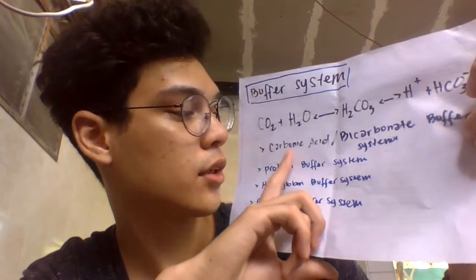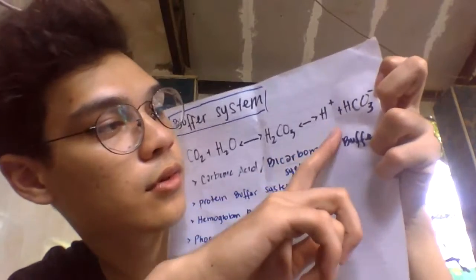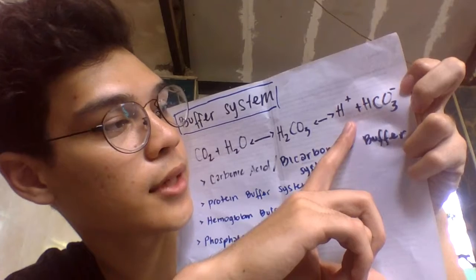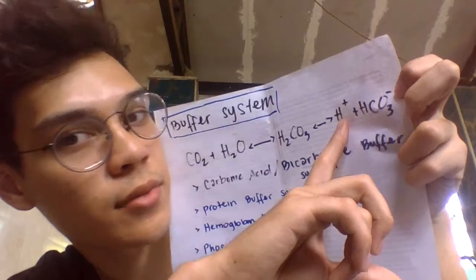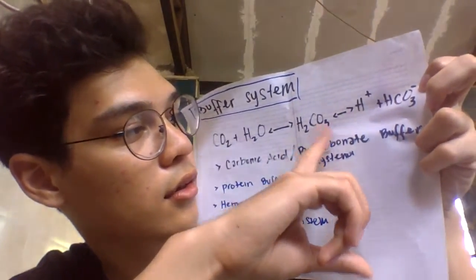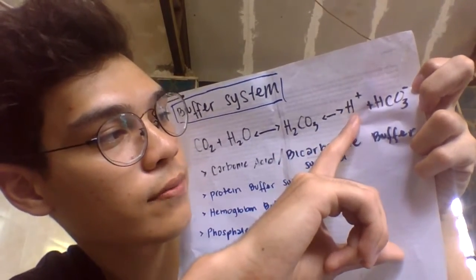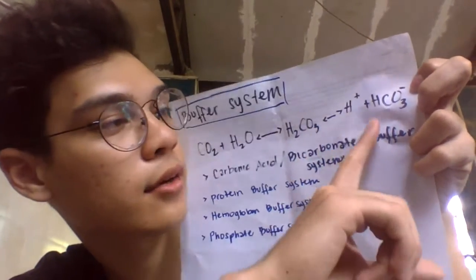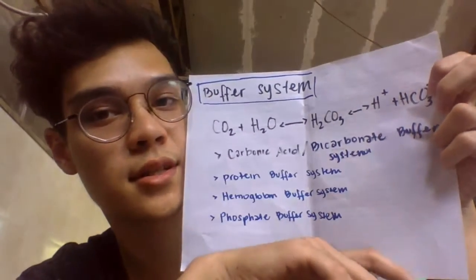So here, carbonic acid and bicarbonate buffer system. If ever the body has too many hydrogen ions, which makes the body more acidic, they bind onto the bicarbonate and it becomes H2CO3. And if ever the body needs more hydrogen ions because it's too basic, it goes back here. It shifts again. Basically, that's what happens in a buffer system.